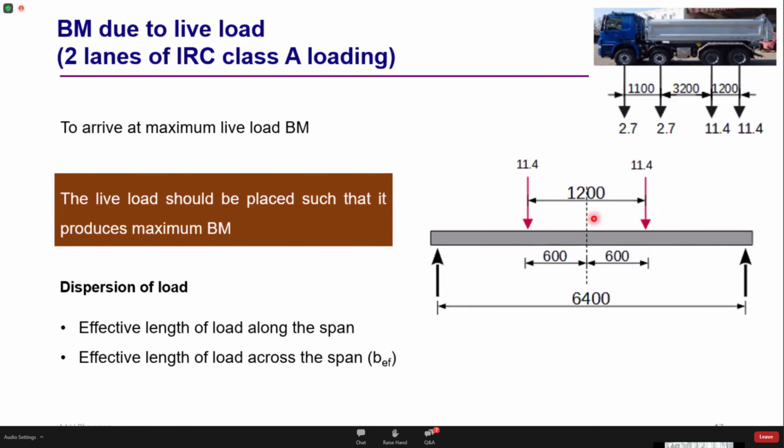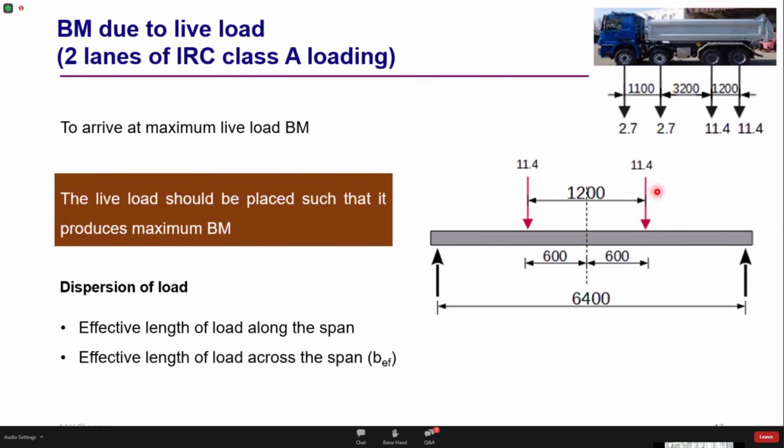And again, whatever length is remaining on the deck slab is not in a position to accommodate any other axle loads, neither the 2.7 tons nor the 6.8 ton trailing axle loads. So this slab is not in a position to accommodate all these axle loads. So I'm going to analyze this deck slab only for these 2 axle loads, 11.4 tons and 11.4 tons.